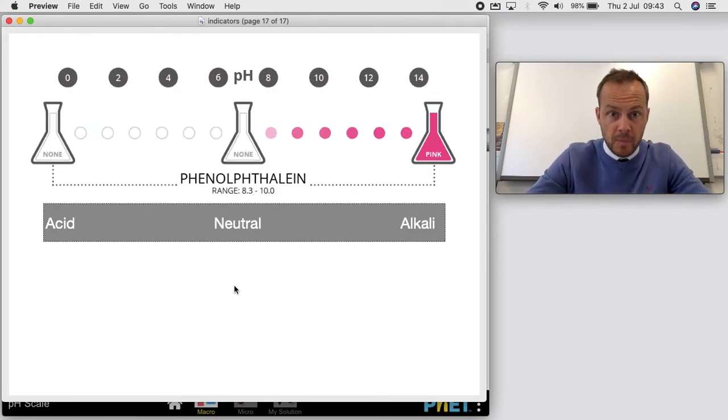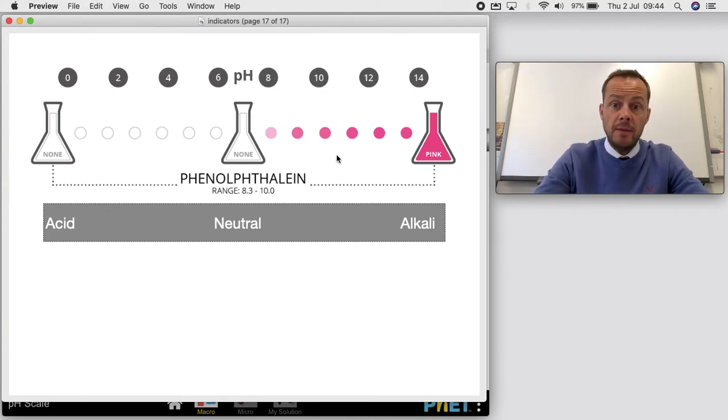And then phenolphthalein. Now, this is something that you will use when you are doing GCSE chemistry, because this is a very, very good indicator for telling you when something changes from an acid to a neutral solution, or from an alkali to a neutral solution, because you get a very, very definite colour change as it hits the neutral point. So if you started off with an acid and you slowly added more and more alkali to make it neutral, the moment that it turns pink, you know you've got a neutral solution.